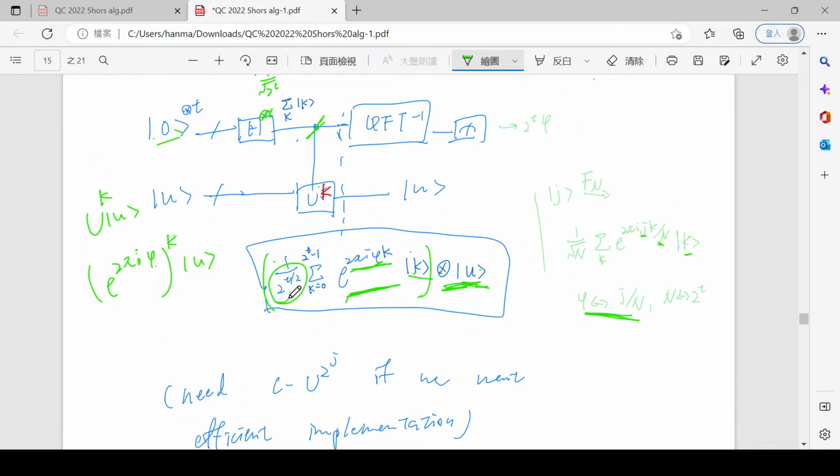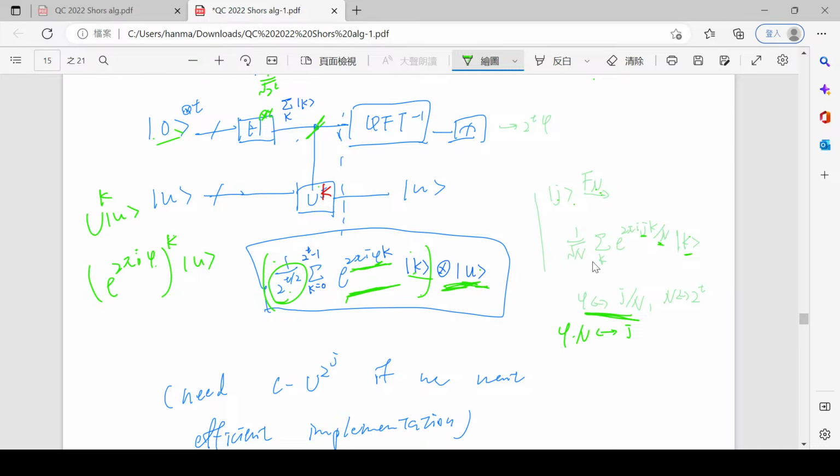So you see this is basically a state that's the Fourier transform of a computational basis. Right? So your Fourier transform on psi equal to j divided by n, so it actually means j equal to psi times n. So if you Fourier transform some j, then you will get this thing.